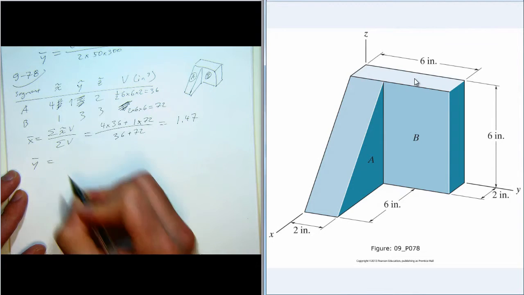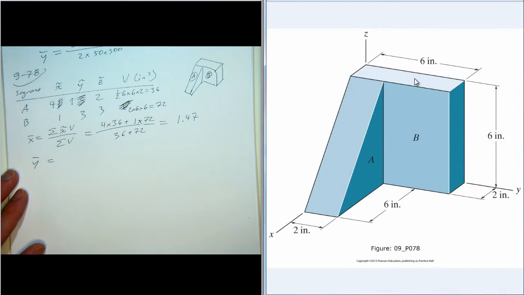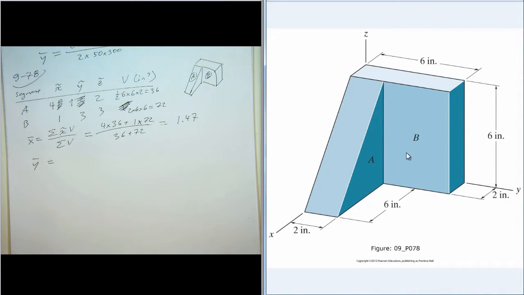Y bar, again, this is sort of a weighted average. So we're averaging the centroid of these two bodies, but we're weighting those centroid locations by the volume of each body. So the centroid for the composite body is going to be closer to the centroid of B than it is to the centroid of A.